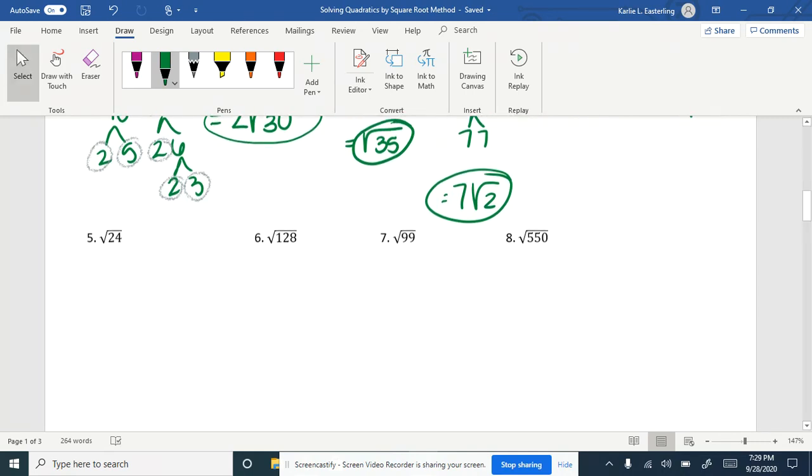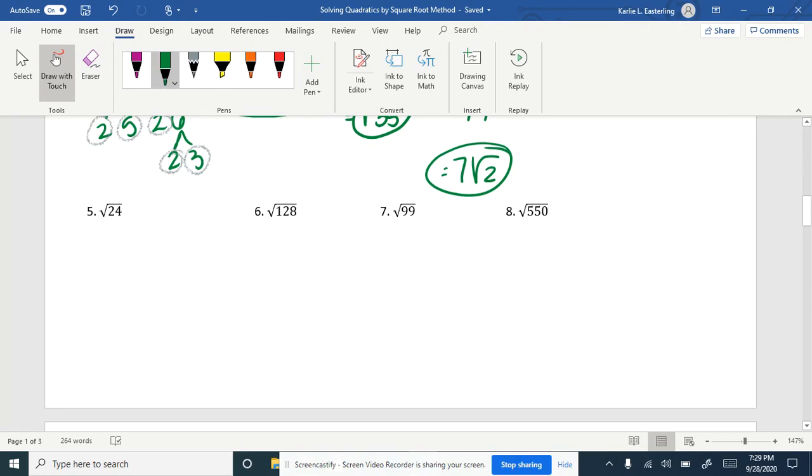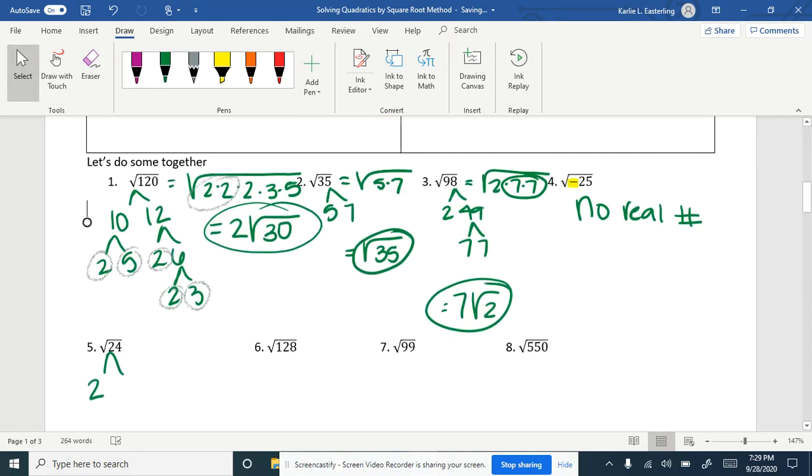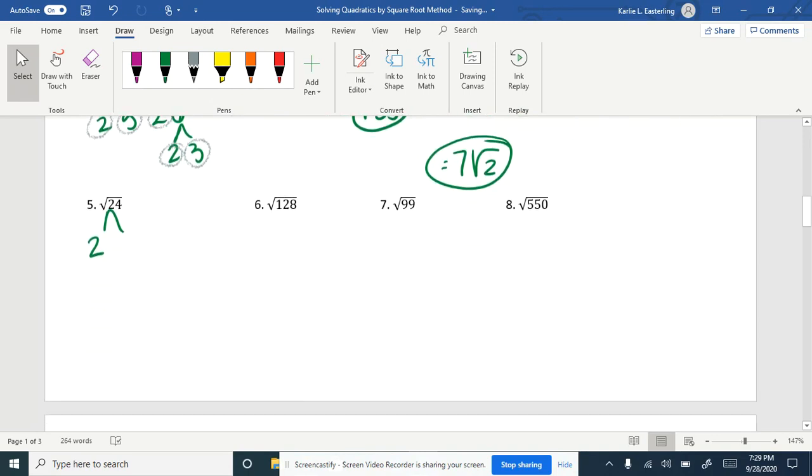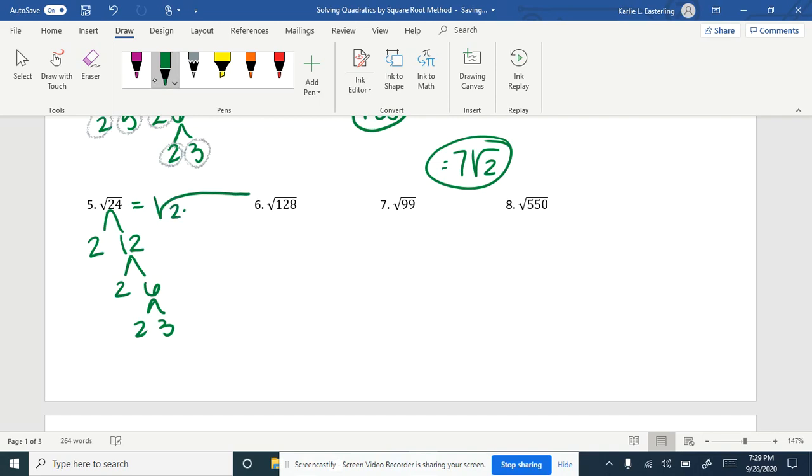All right, so let's go down here to number 5. And we're looking at 24. So I would divide by probably 2 again. I like doing 2's because you can kind of go down the side with it to find all of your numbers. So this will be 2 times 12, 2 times 6, and 2 times 3. So we're looking at 2 times 2 times 2 times 3. So we can pull out one set of 2's, and this will be 2 times square root of 6.